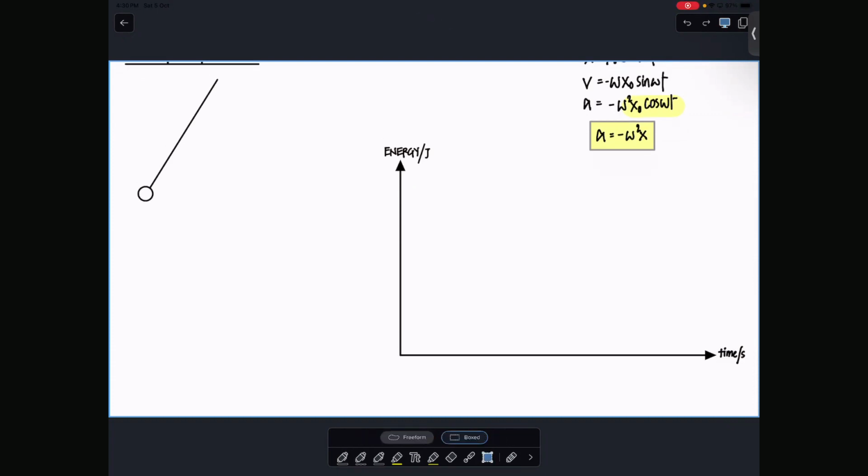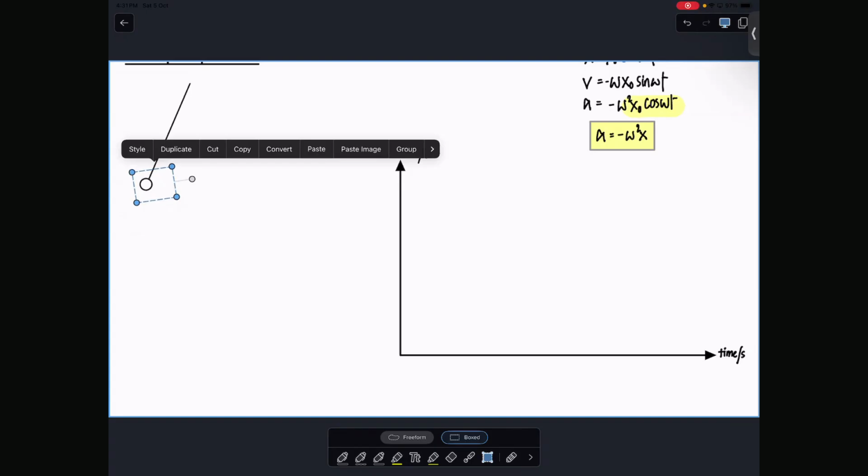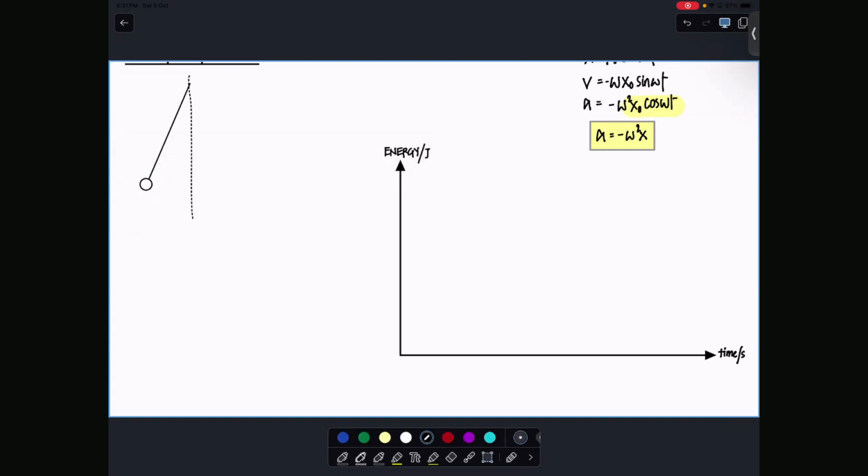So now you tell me. We'll start with this one. This is the maximum displacement that I have, and this is the center, the equilibrium. Can you tell me at this location, what is my GP and what is my K? You just need to tell me maximum, minimum or zero. Which GP is maximum? Yes. So this is GP maximum because you have taken it to a height. So GP max. But what about K at that point?